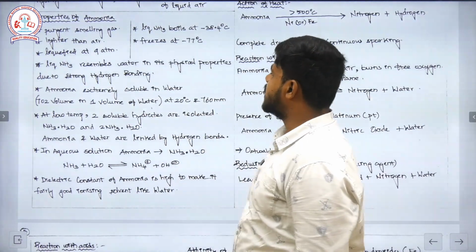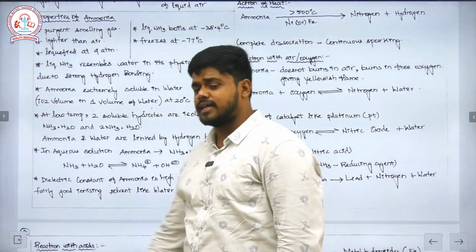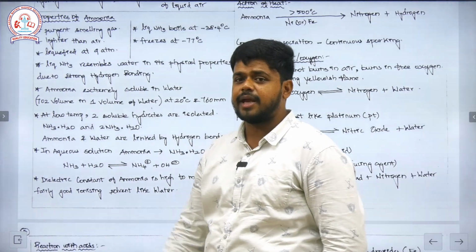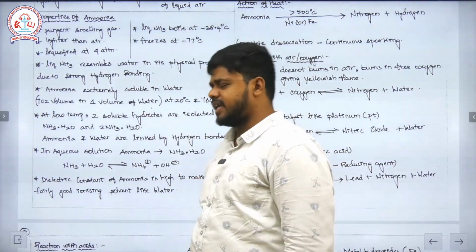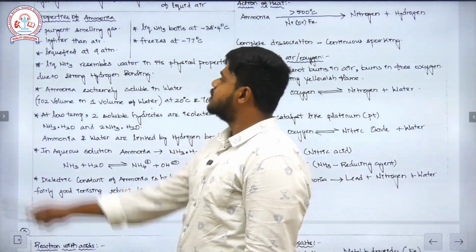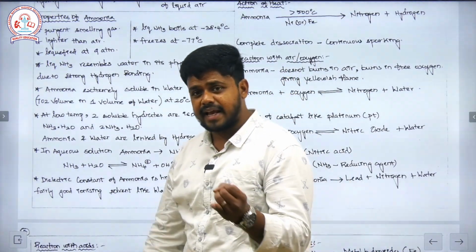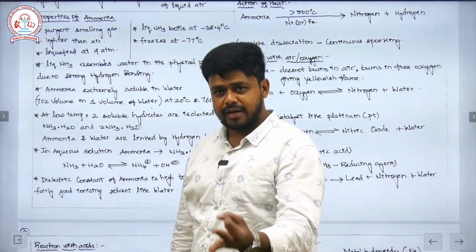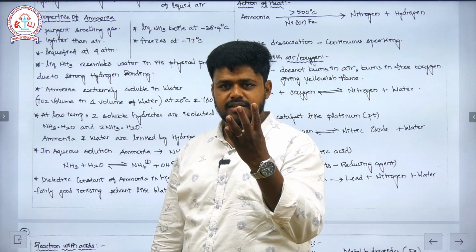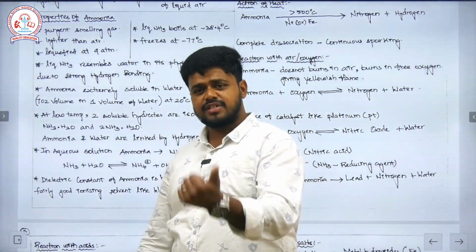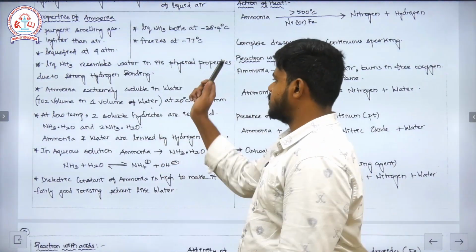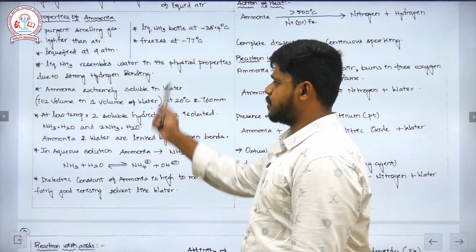Then the other two physical properties: liquid ammonia boils at a very low temperature of minus 38.4 degrees Celsius and freezes at minus 77 degrees Celsius. So these are all the physical properties. Pungent smelling gas, lighter than air, liquefied at 9 atmosphere, boils at minus 38.4 degrees Celsius, freezes at minus 77 degrees Celsius.